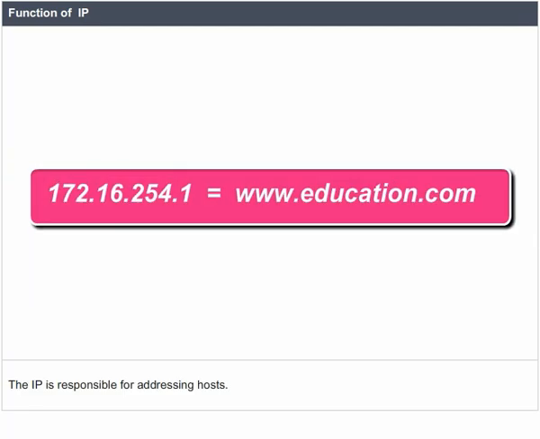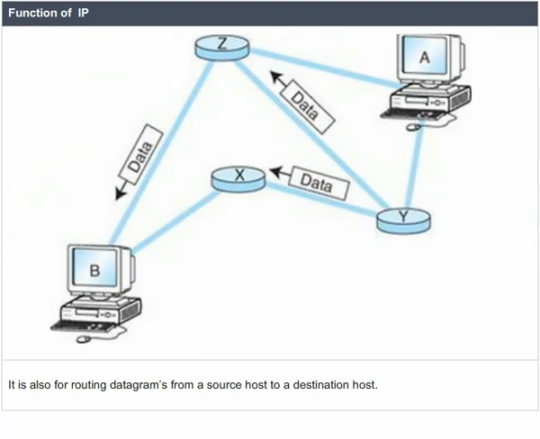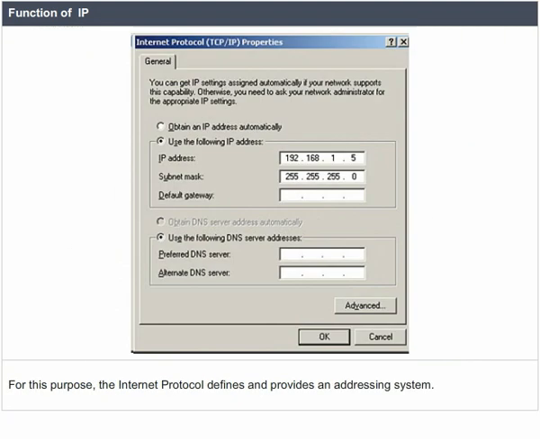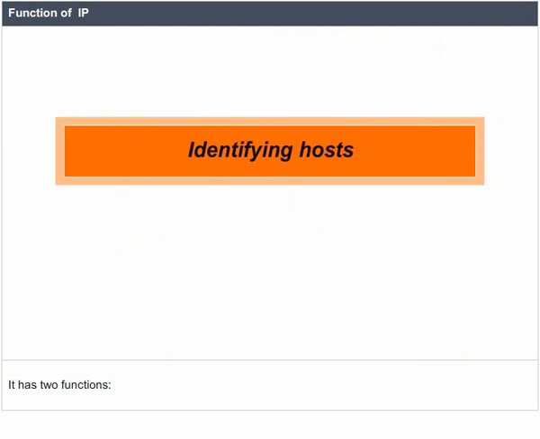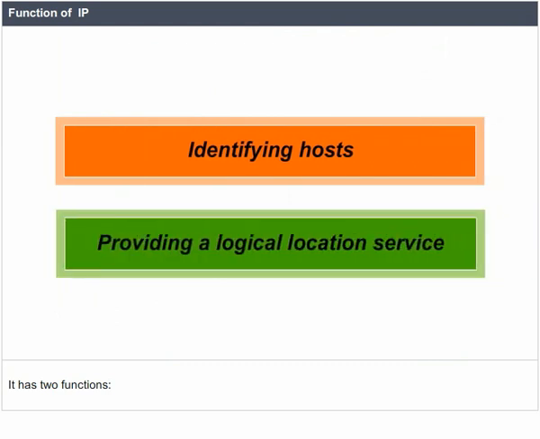Functions of IP. The IP is responsible for addressing hosts. It is also responsible for routing datagrams from a source host to a destination host. It occurs across one or more IP networks. For this purpose, the Internet protocol defines and provides an addressing system. It has two functions: identifying hosts and providing a logical location service.